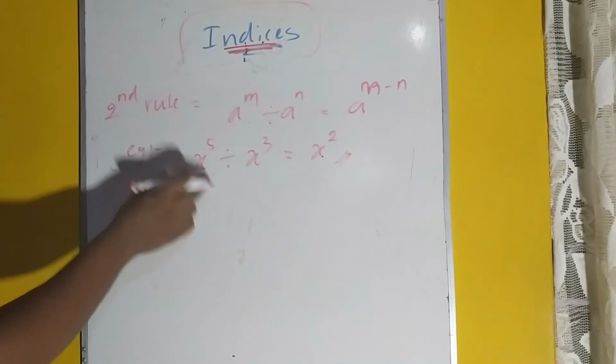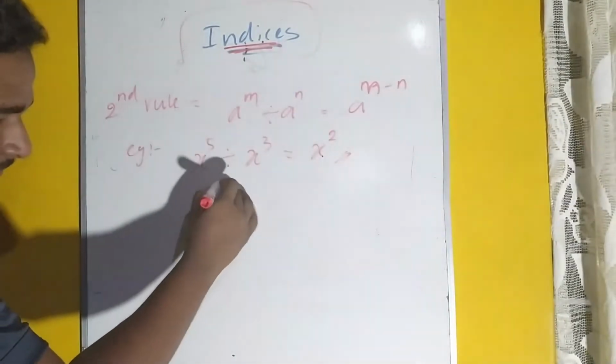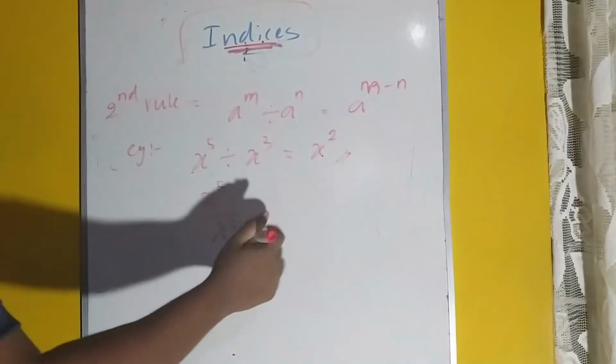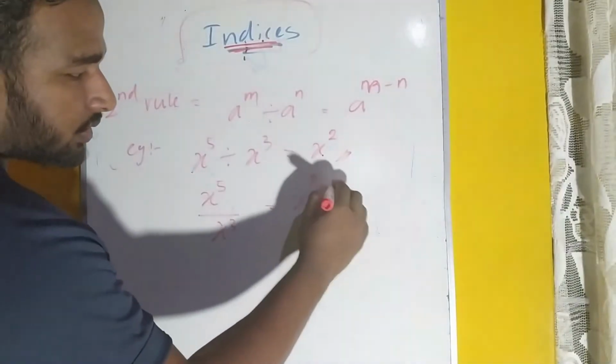Always you should subtract from the first number. So just this one I can write it like this: x to the power 5 divided by x to the power 3. Both are the same base. If they are given like this, what is the answer? 5 minus 3 is 2.